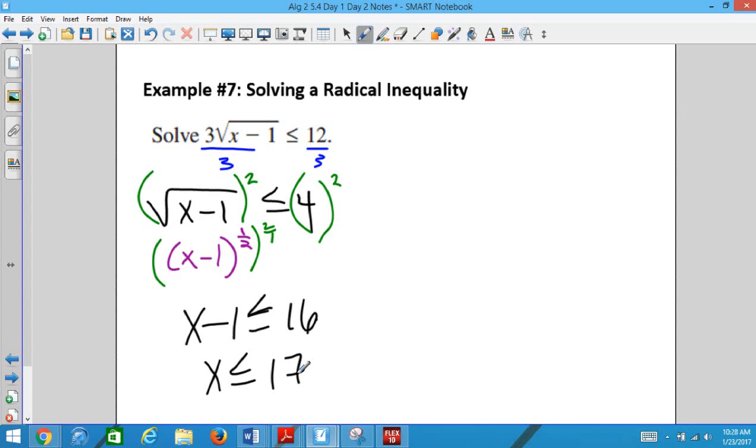What this means is x can be any number that is less than or equal to 17.